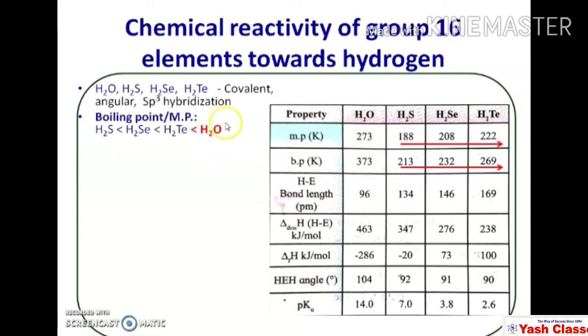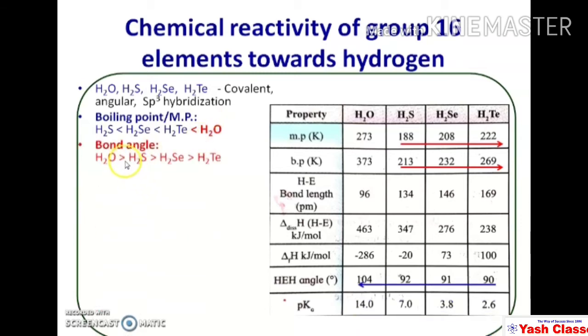Actually this higher boiling point of water is due to the strong hydrogen bonding that exists in water, and therefore it exists in the liquid state and its boiling point is higher. Actually the others are gases, while water exists in the liquid state.